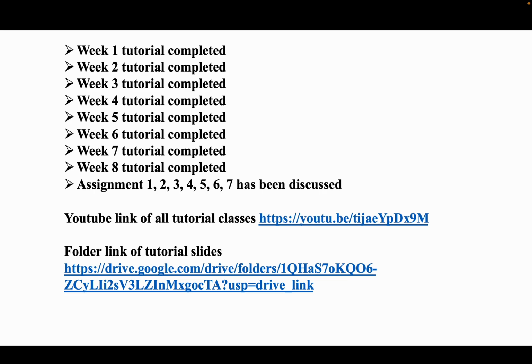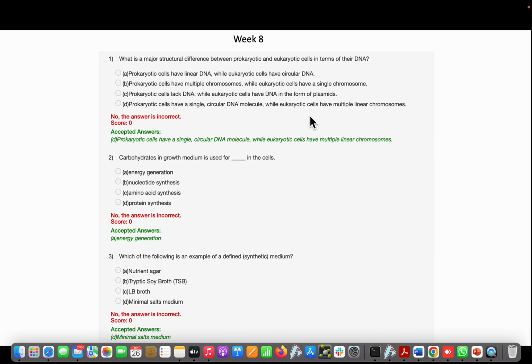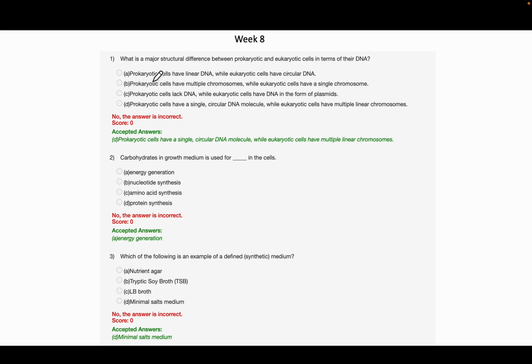So far we have discussed till week 8. Today we'll be discussing the week 8 assignments which you were given. So the first question is, what is the major structural difference between prokaryotic and eukaryotic cells in terms of their DNA? Option 1, prokaryotic cells have linear DNA while eukaryotic cells have circular DNA. Option 2, prokaryotic cells have multiple chromosomes while eukaryotic cells have a single chromosome. Option 3, prokaryotic cells lack DNA, eukaryotic cells have DNA in the form of plasmids. Option 4, prokaryotic cells have a single circular DNA molecule while eukaryotic cells have multiple linear chromosomes. So the correct answer should be answer D.